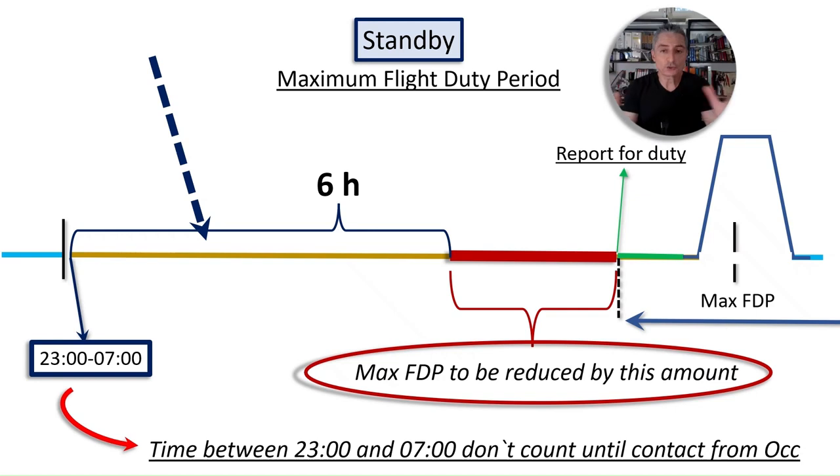Of course, it's not super clear how it's written. The OMA simply says don't count until contacted by OCC. So what I understand is that it doesn't count, therefore you need to move everything from that moment, and then the 6 hours start from there, and therefore you have to reduce your maximum flight duty period only on the red line, that is from the first 6 hours, but the moment they call you, because between 23 and 07 doesn't count.